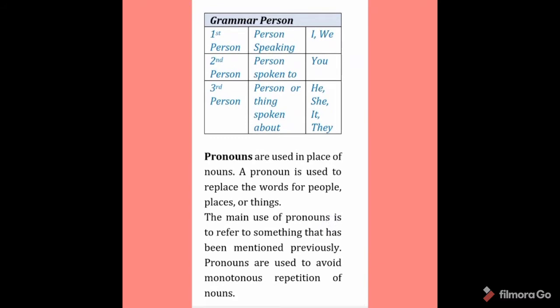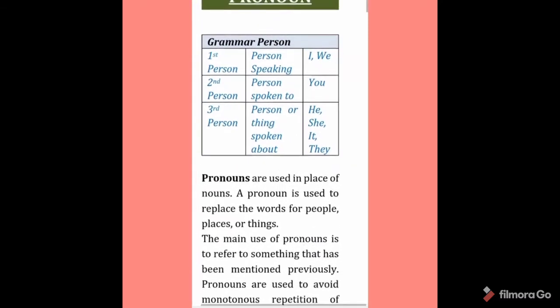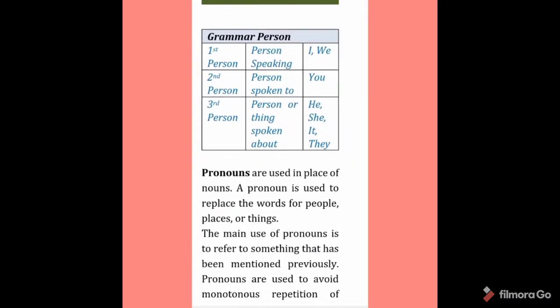Here are three persons. For example, first person is the person speaking. Suppose I am speaking there, that's why I am the first person. First person may be I or we. Now the second person is the person to whom you are speaking. For example, you. I am speaking to you.